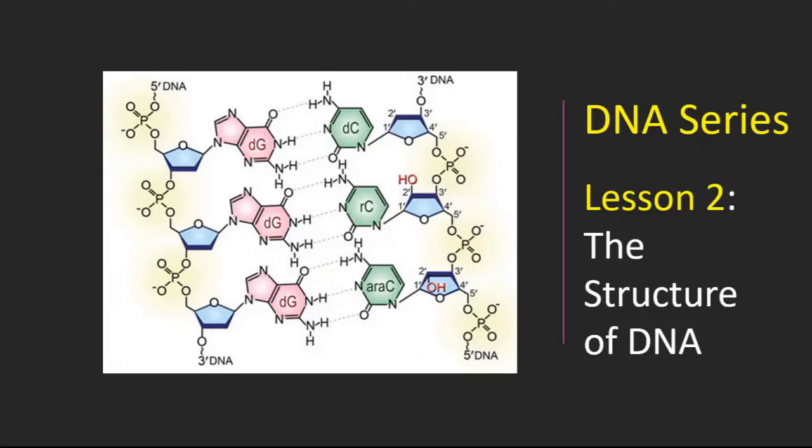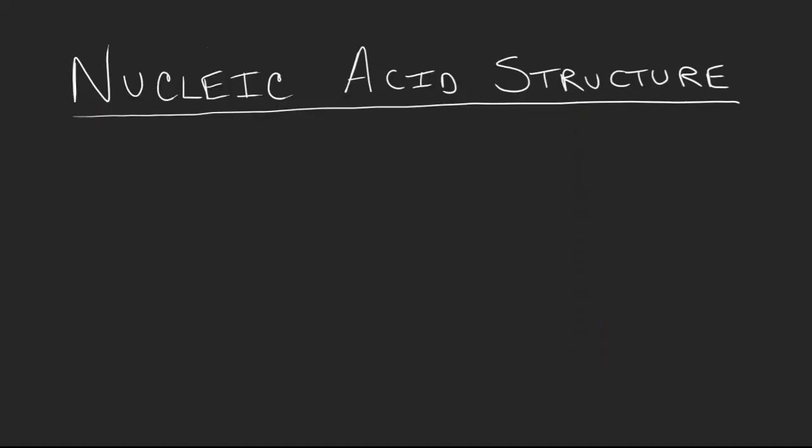This is our DNA series, lesson 2, specifically the structure of DNA. Now in our last video, we looked at some of the history behind the discovery that DNA was in fact the genetic material that made up genes that controlled traits in all of our cells and in basically every form of life on Earth. They didn't quite realize that fully at the time, but that's true. And so what we're going to do in this video is look specifically at nucleic acid structure.